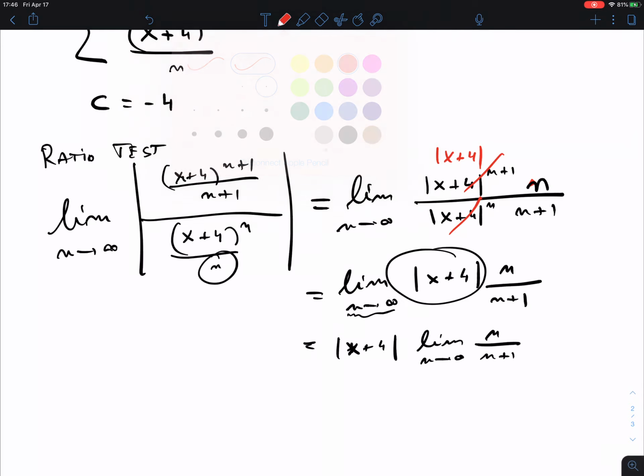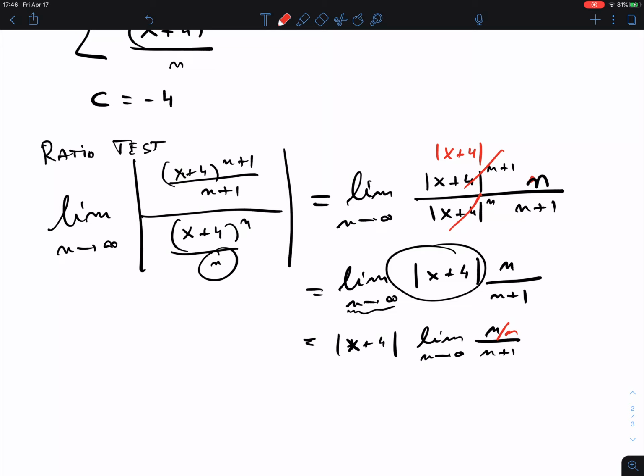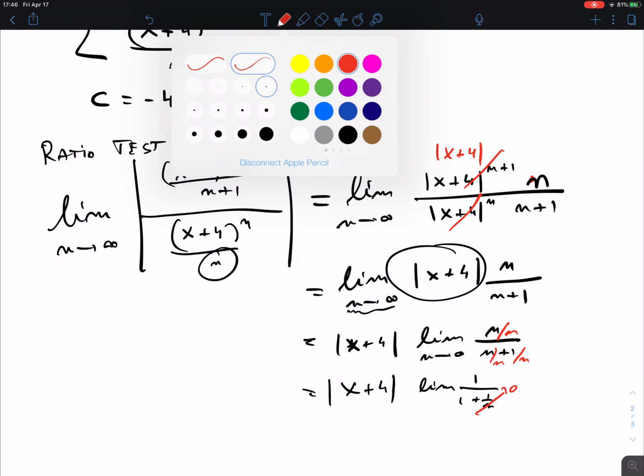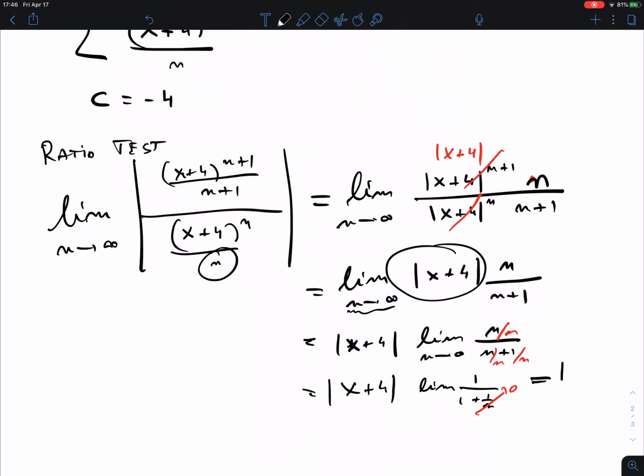I'll do it quickly. Divide top and bottom by n. So divide by n, divide by n. So I'm left with the absolute value of x plus 4, and then the limit of 1 over 1 plus 1 over n, where this last reciprocal goes to 0. And so all in all, I get that this is the absolute value of x plus 4. So now what? Well, the ratio test.